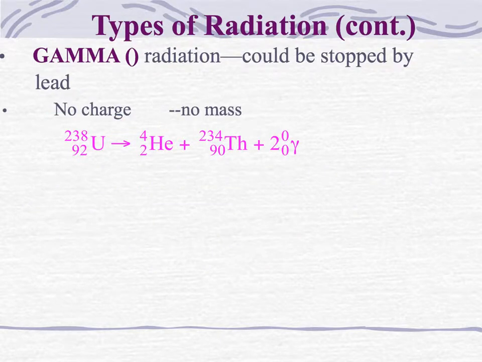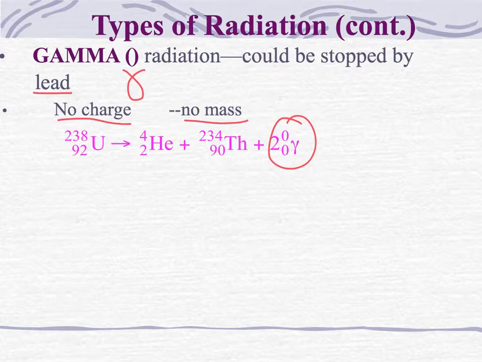Now the last type of radiation that you need to be familiar with is gamma. Gamma looks like a letter Y when it's in the typed font, but it's actually drawn like that, like an upside down fish. Now gamma, out of all of them, is the strongest radiation. That's why we need the minimum of lead to stop it. Gamma has no charge and no mass. So if you notice here, that's why there's a 0 on top and a 0 on bottom.